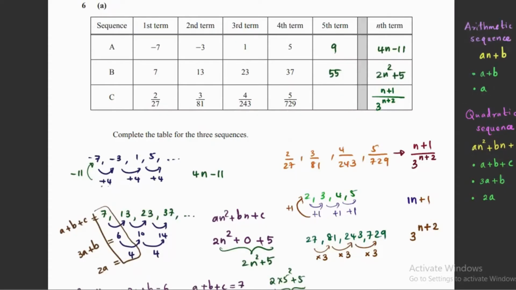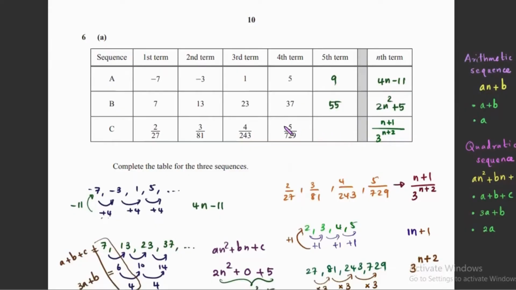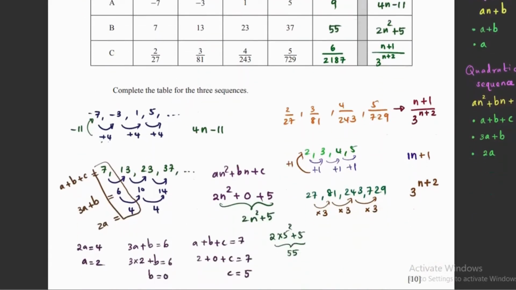I now need to find the fifth term as well. So the numerator increases by a 1 each time, which means in this case, it's going to be a 6 over the denominator multiplies by 3 each time, which means this 729 also should be multiplied by 3. When we do that, I get 2187. So this will be my fifth term. With that, we are done with this question.